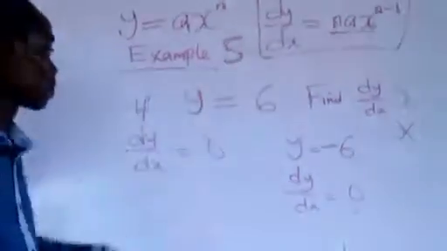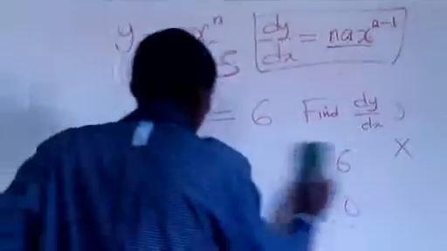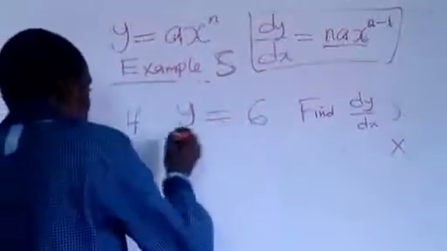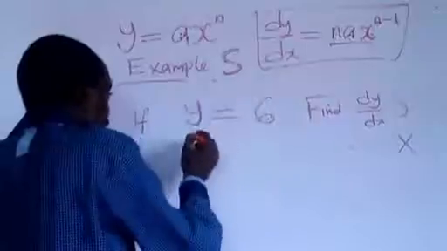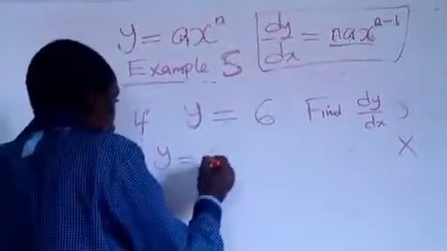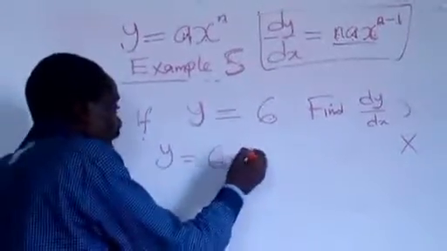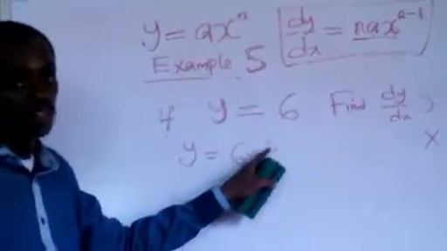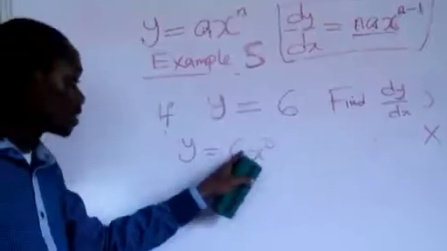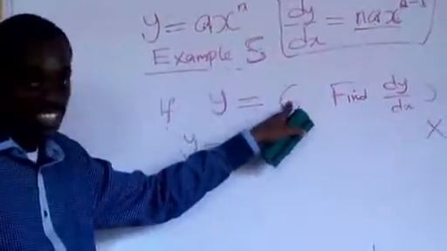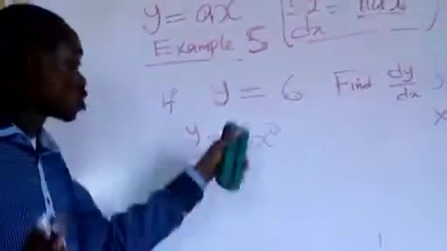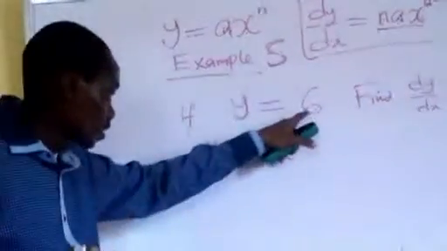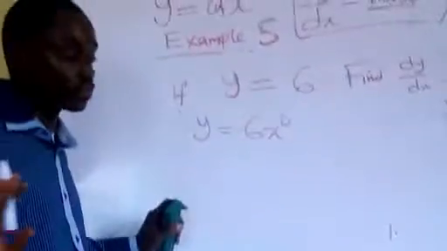Let me prove this one using the general formula. Like I said, if y equals 6, if you want to introduce x, you're going to attach x raised to power 0 to the 6. x raised to power 0, like I told you before, is 1. And 1 times 6 is actually still 6. So you've not done anything wrong. You've not increased the number. You've not decreased it. This number and this one are still the same thing.